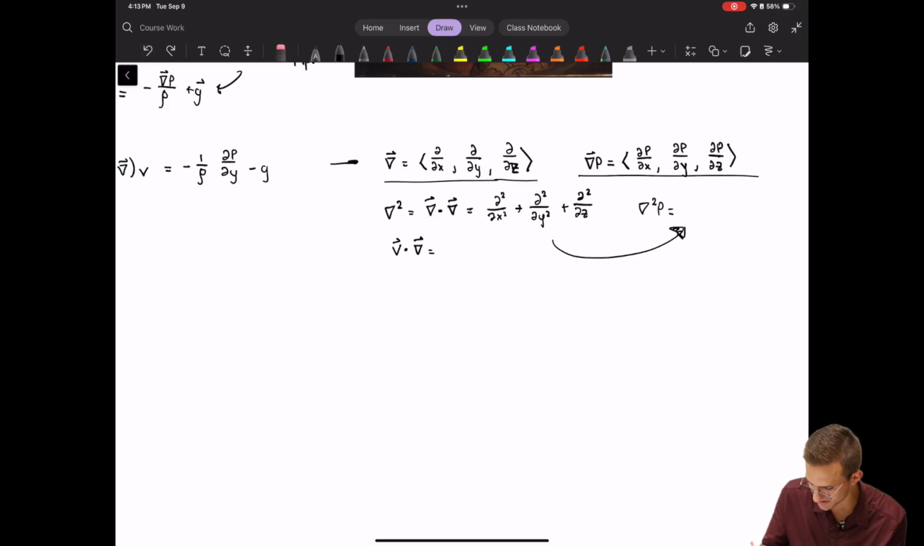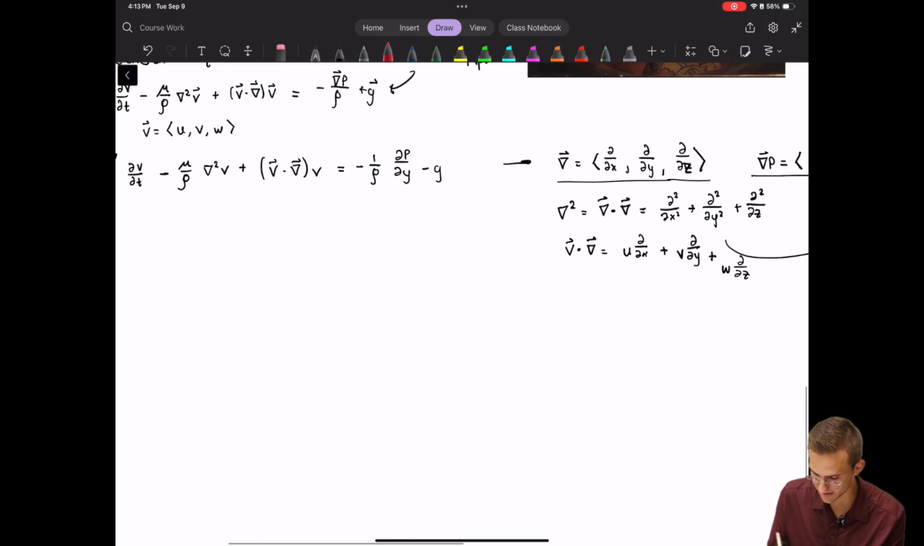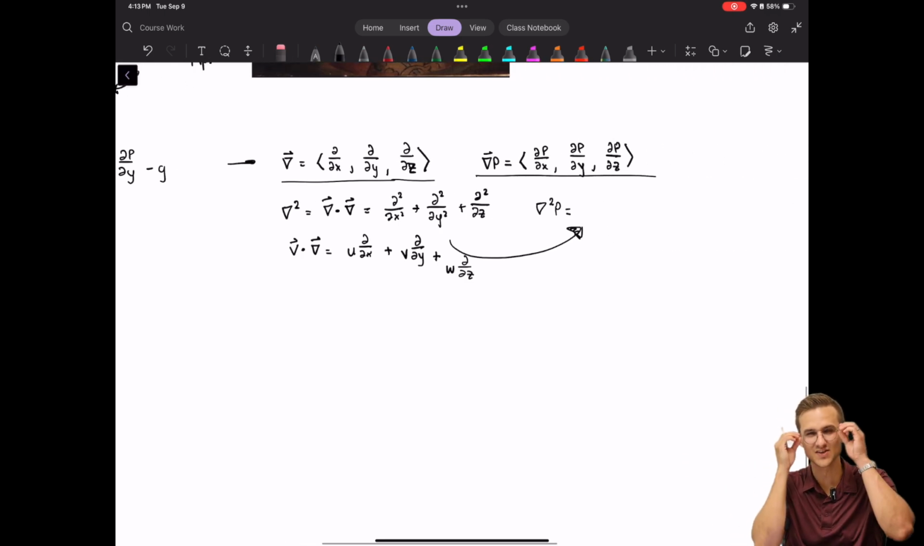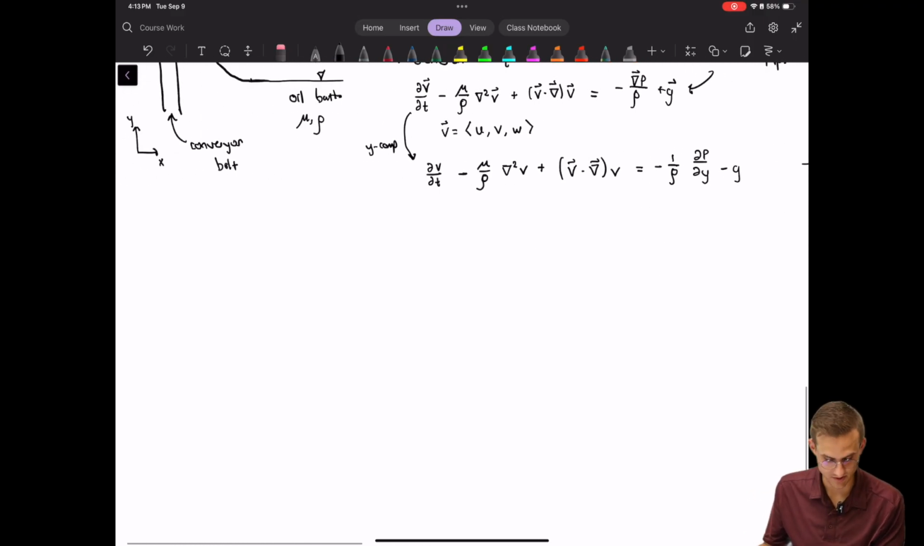So what it ends up being is u times d by dx plus v times d by dy plus w times d by dz. And this thing is still waiting to act on something. In this case, right here, which I'll underline in red, it's acting on the v component of the flow velocity. Okay, so hopefully that's a useful explanation of what I mean by these vector operators.